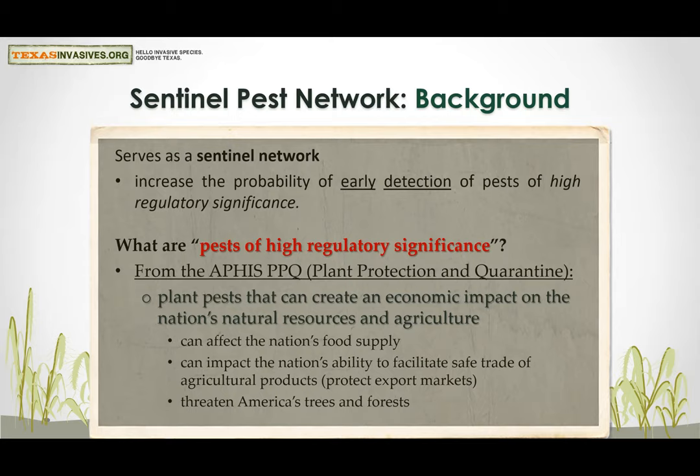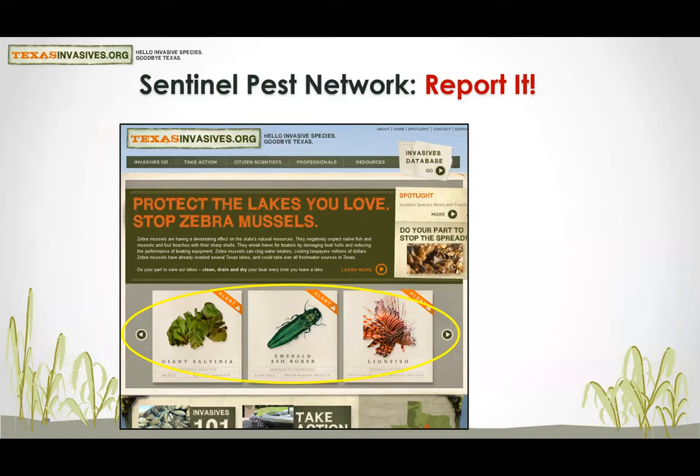But these are ranked by the APHIS PPQ, the Plant Protection and Quarantine Agency, because they're plants and pests that can create an economic impact on the nation's natural resources and agriculture. So these are ones that we know will have a problem. And so we've streamlined our reporting efforts to cover some of these pests and plants because we want everyone to help us keep track of them. And that is our Sentinel Pest. You can find it very easily in our Report It function.